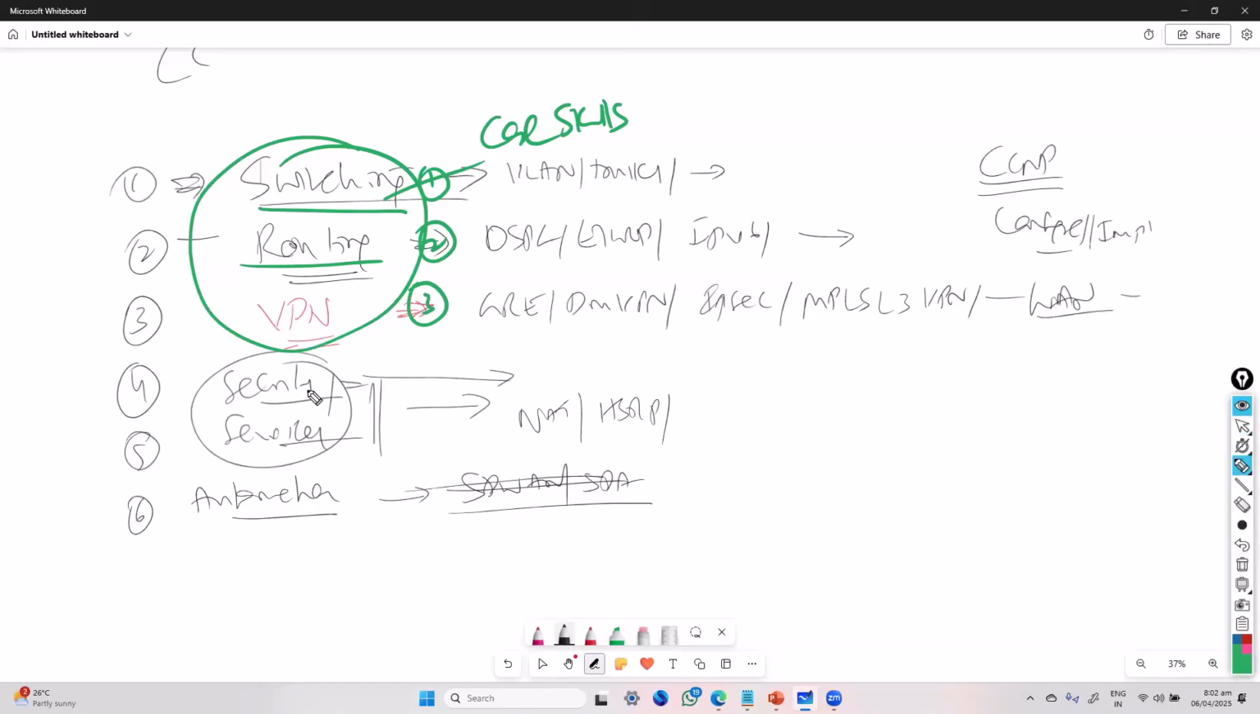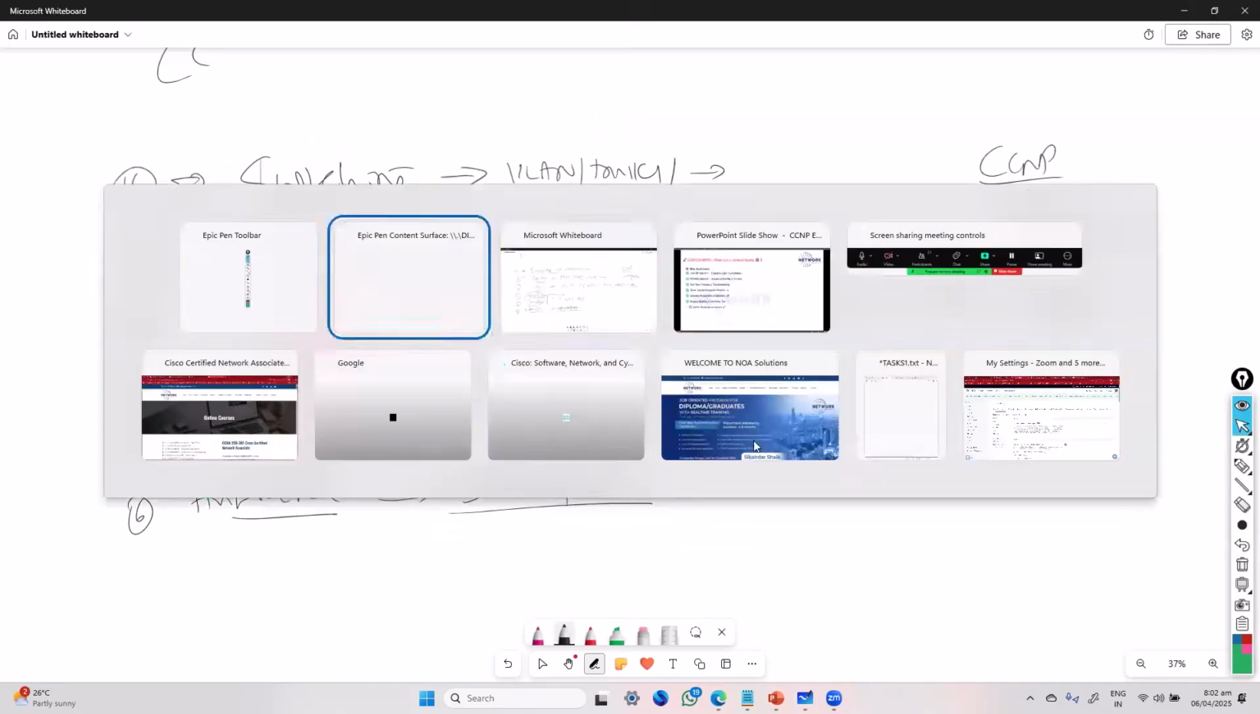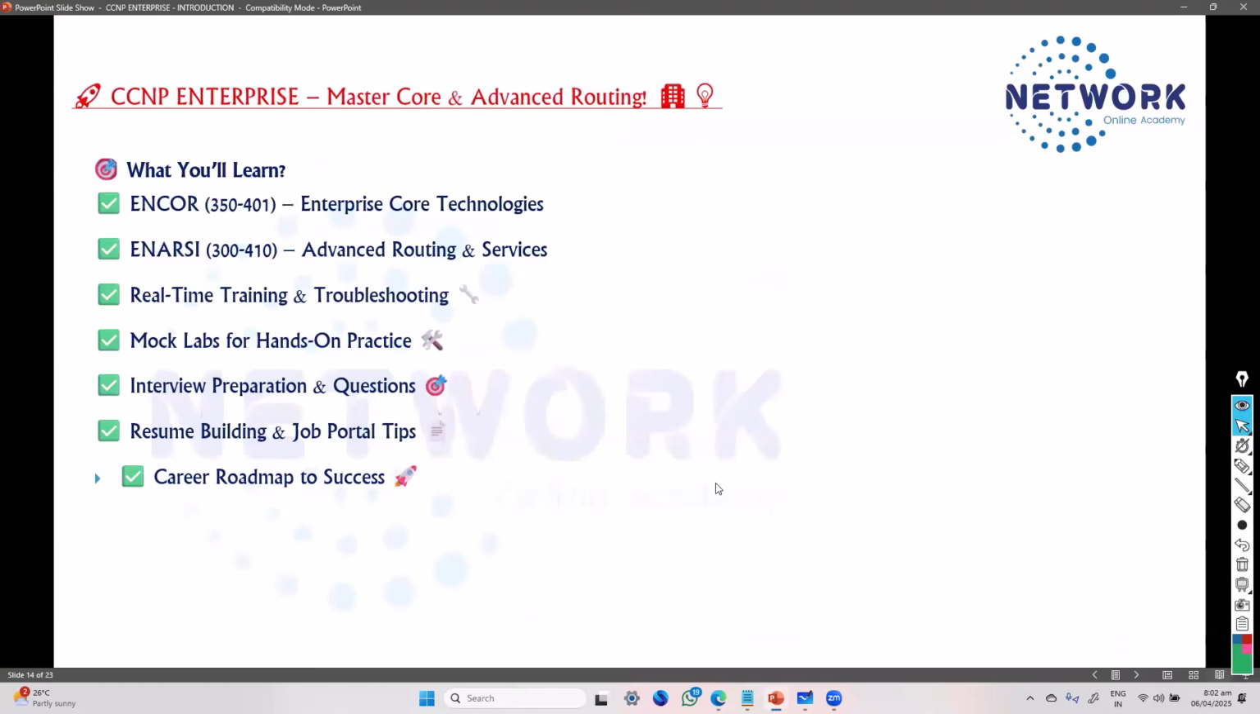And these are the add-on skill sets. These are all add-on skill sets, which means on top of routing and switching, on top of LAN and WAN, we'll apply some security, we'll apply the services. These are all add-on skills. Add-on means on top of it. So the core skills will again be routing and switching. That will be the main core skill set.